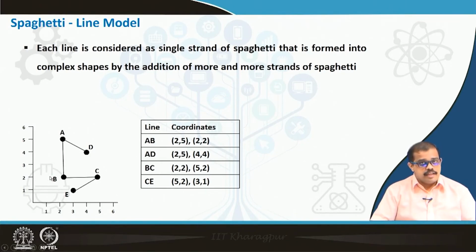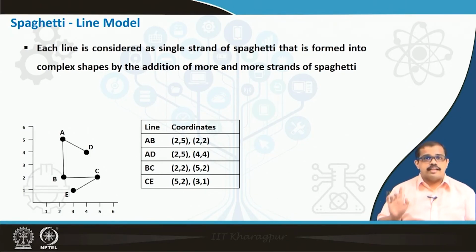It is a complex shape, but it is a single strand. More and more strands of spaghetti can be added. These strands are nothing but spaghetti. So, you have points represented, and you have line segments, where each line segment is a strand.